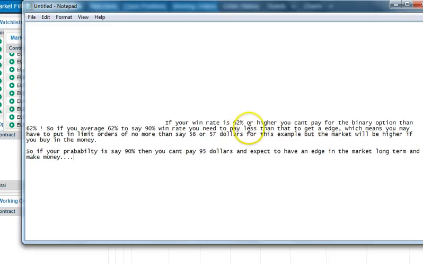So if you're buying in the money and you know your win rate is 62 and the market's over $62 for the option, then what you're going to have to do is put a limit order in and hope there's enough volatility to come in there and take out your order. Put your order in, you'll get filled on your order.